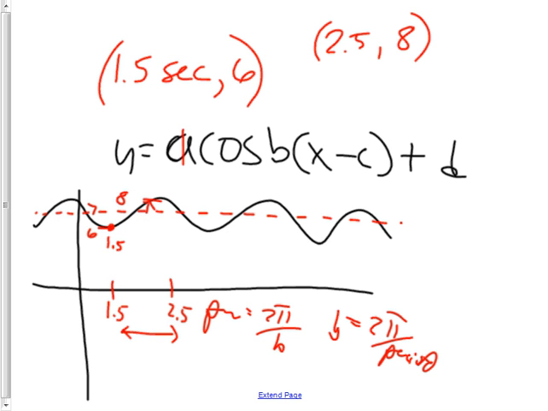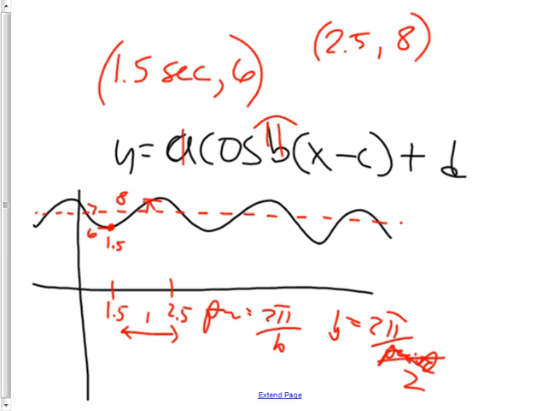Does that complete a complete cycle? No. That's half of a cycle, and therefore 1 doubles to 2. Your period must be 2. Do you get that I need to put the period of 2 right there? So what is our B? 2 pi over 2. Cancel the 2's off. Our B is pi.